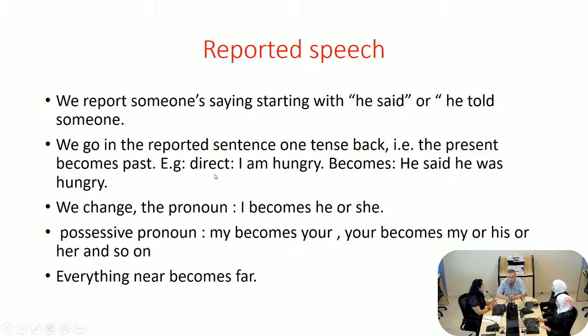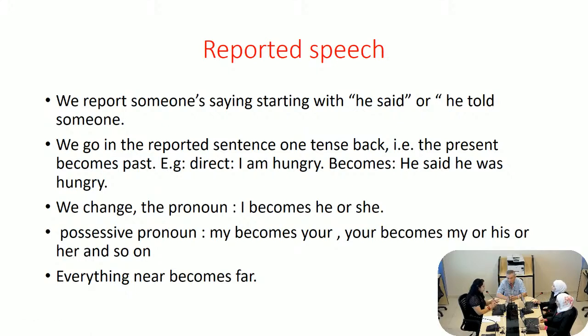The second step is changing the pronoun. So I becomes he or she, and the same thing with possessive pronouns. My becomes his or her, and things like that. My becomes like my house. He said like his house. So my, his, or her.